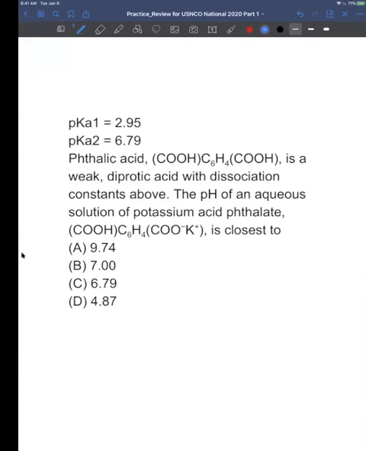Okay, the correct answer is D, because for an amphoteric species like this, the pH is supposed to be the average of pK1 and pK2. I have no time to derive the equation here for you guys, so check this later by yourself if you're not very sure about this, okay?